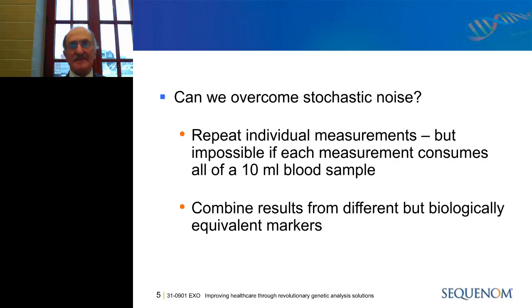We need to find a large set of different but biologically equivalent markers, different DNA sequences, so that instead of averaging from aliquot to aliquot, in a single measurement we can combine the results from multiple sequences. And you'll see how we do that.